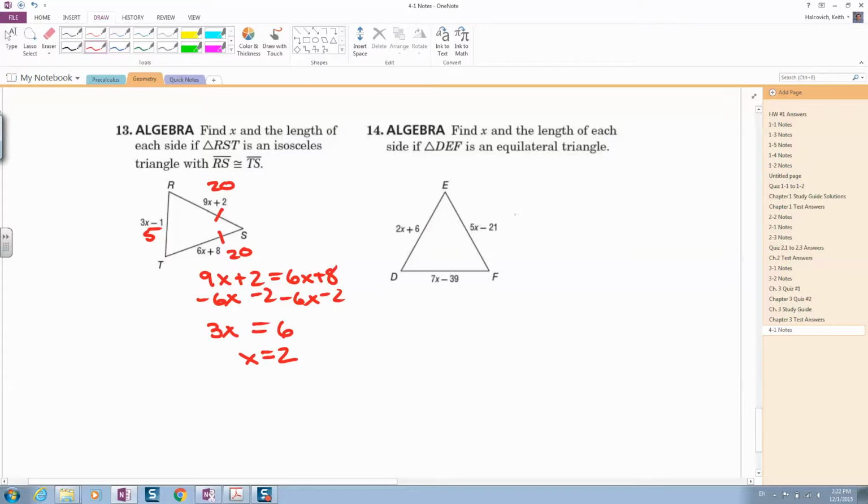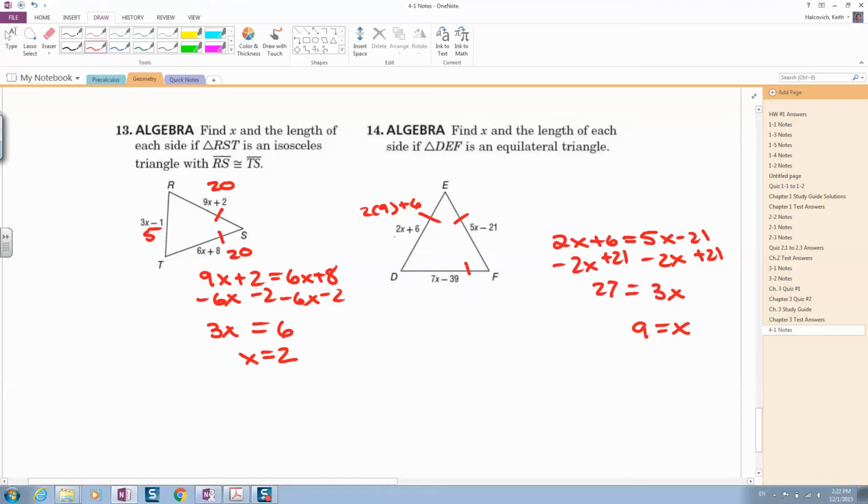Here, it's equilateral, so you can set them equal. So 2x is equal to 5x minus 21, because it's equilateral. When you subtract the 2x, you get 3x, add 21, so you get 27, divide to get x equals 9. And then putting the 9 back in for one of them, I get 24, so they're all going to equal 24 since it's equilateral.